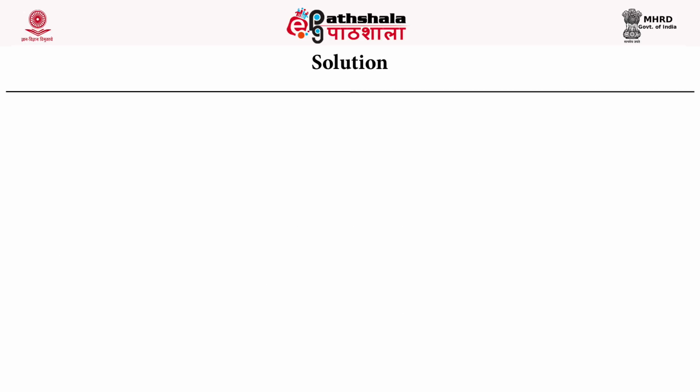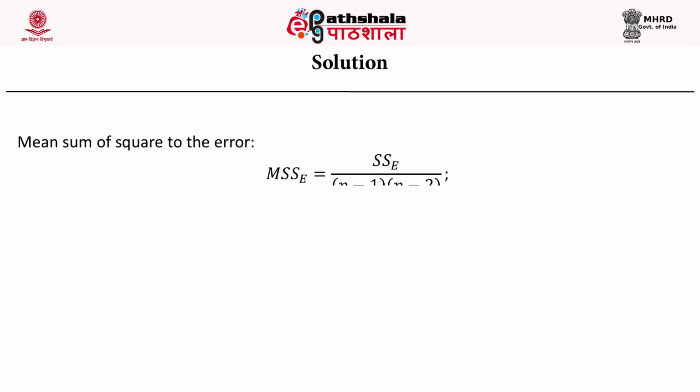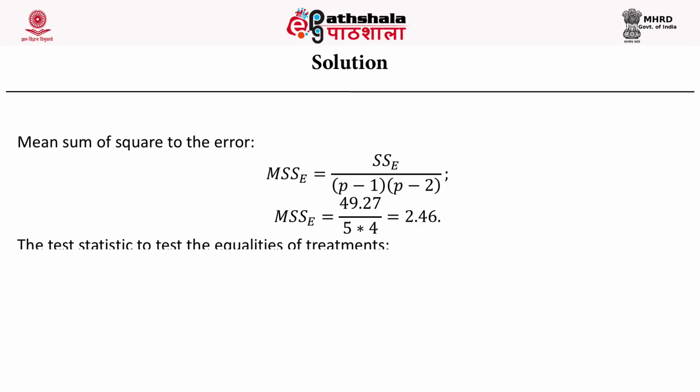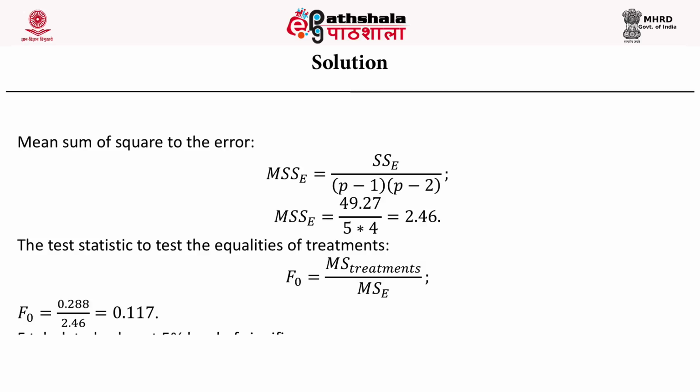The mean sum of square of error is equal to the sum of square of error divided by p minus 1 into p minus 2, which is 49.27 divided by 5 into 4, equal to 2.46. The test statistic to test the equality of treatment is F naught, and after putting in the values of mean sum of square of treatment divided by mean sum of square of error, we get the result as 0.117. The F tabulated value at 5% level of significance, as seen from the table, is 4.56.